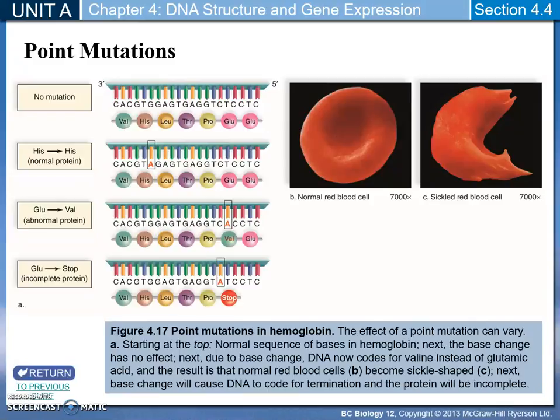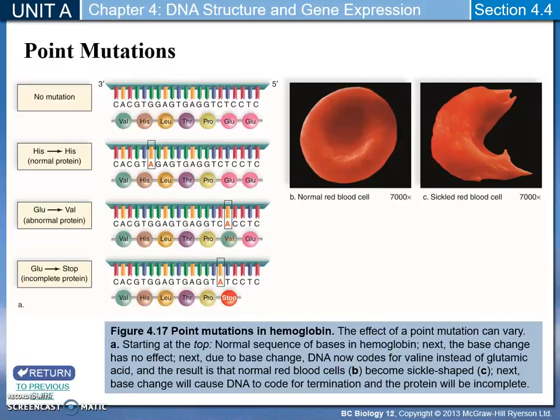Here is an example of point mutations in hemoglobin, and as mentioned, the effect of a point mutation can vary a lot. Starting at the top, we've got the normal sequence of bases in hemoglobin. The next one, where you do have a point mutation, virtually has no effect.